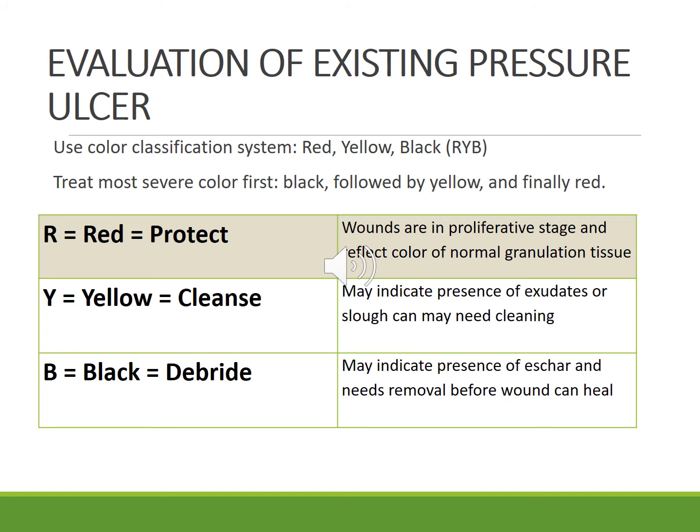And B stands for black, or debride. This indicates a presence of dead tissue that needs to be removed before the wound can properly heal. And there is a picture of this R, Y, and B on a wound, and it is in your book on page 1063. It's in box 32-4, and it goes into a little bit more depth about this evaluation of an existing pressure ulcer and using this system.